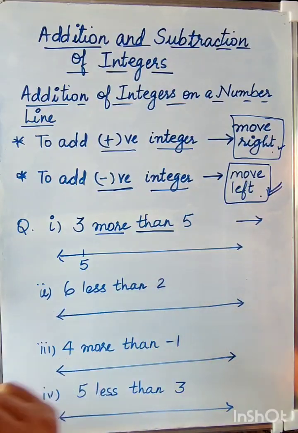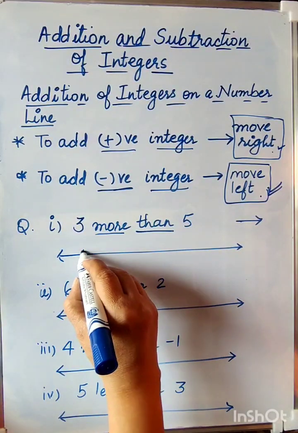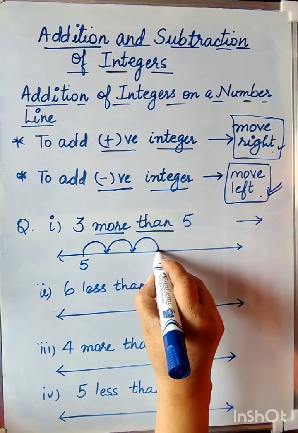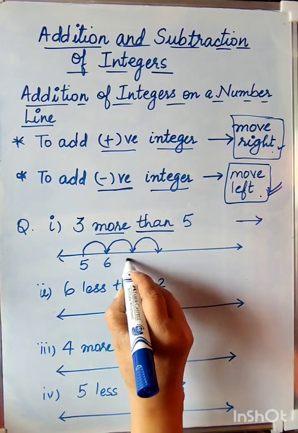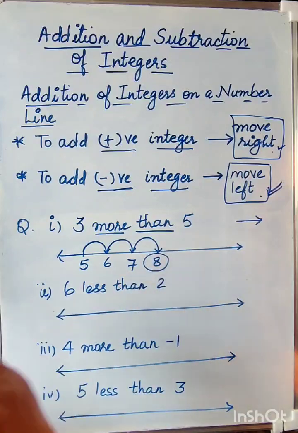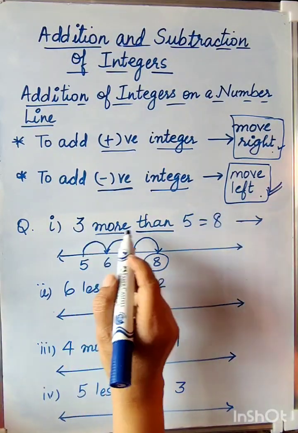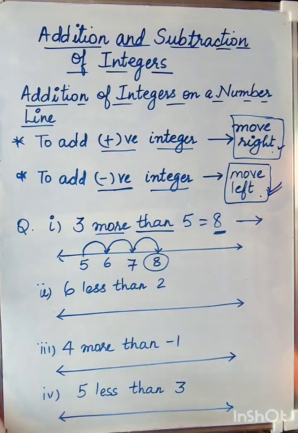The number 5 we will write here, and 3 more than that means we have to move 3 steps to the right. 1, 2 and 3. This will be 6, 7 and 8. So we have reached the position 8. Therefore the answer here will be 8. 3 more than 5 will be 8 here.